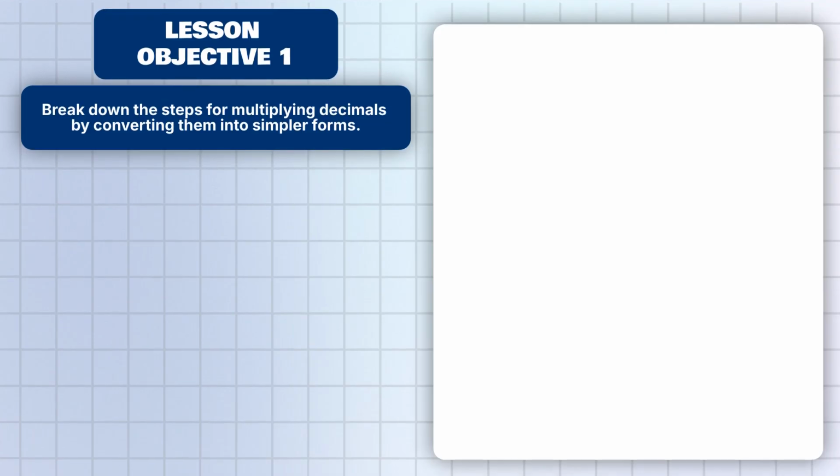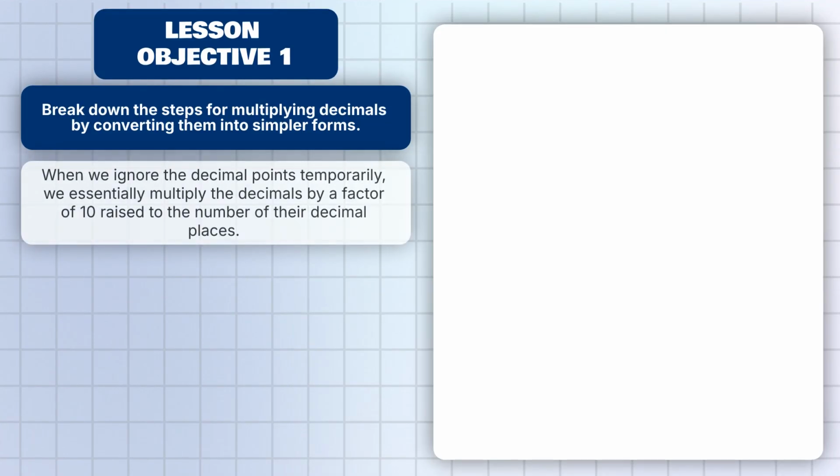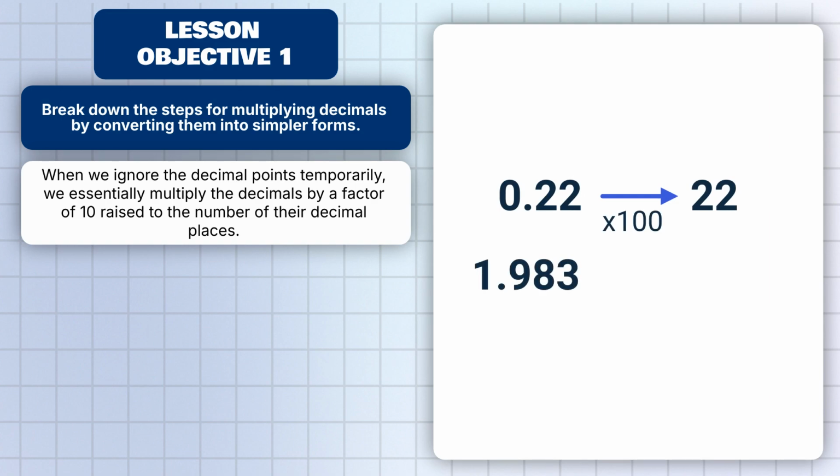Let's go through why this method works. When we ignore the decimal points temporarily, we essentially multiply the decimals by a factor of 10 raised to the number of their decimal places. For instance, 0.22 becomes 22 by moving the decimal point 2 places to the right, multiplying by 100, and 1.983 becomes 1983 by moving the decimal point 3 places to the right, multiplying by 1000.